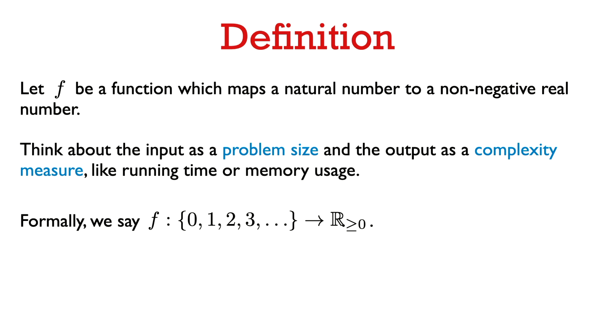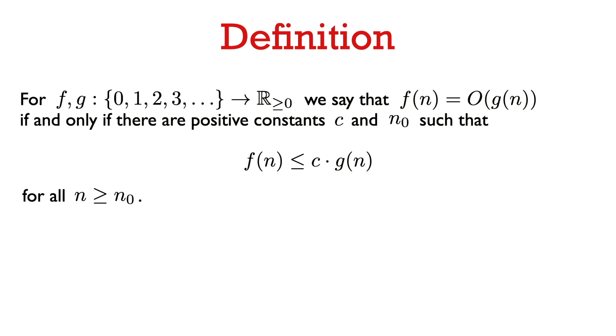And we also let it be a real number so that we can talk about functions like n squared divided by 2 that don't always take on integral values. So even though your complexity measure, something like time or memory, usually is going to be expressed as a natural number, we allow it to be a real number just to make our life simpler. So finally, we come to the definition of big O notation.